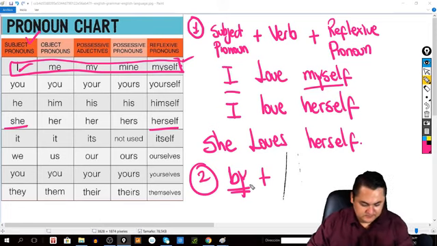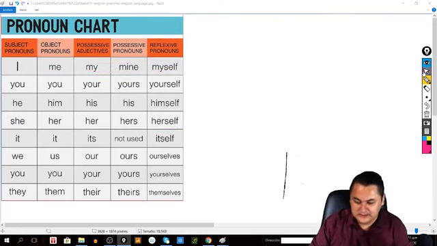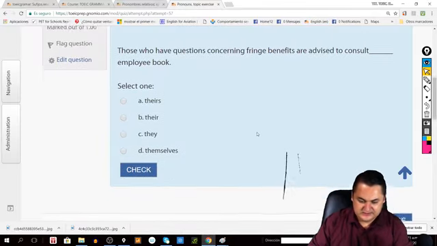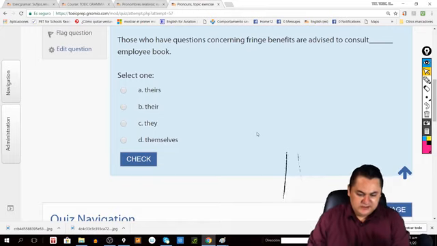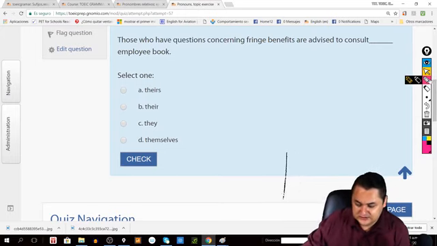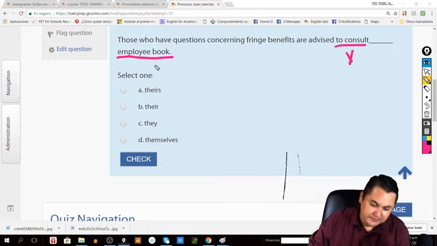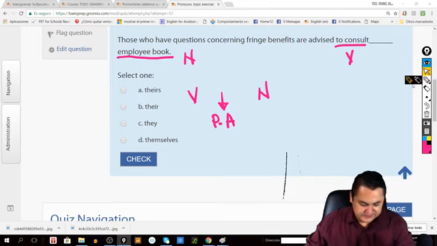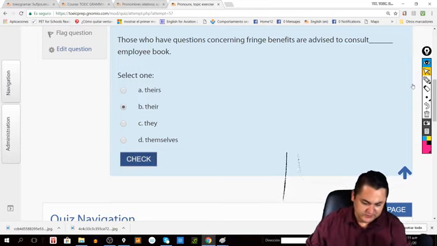With this information in mind, we can try to do some exercises, like in this case. It says, those who have questions concerning fringe benefits are advised to consult. To consult is a verb. Employee book is a noun. If we have a verb and a noun, here we need to have a possessive adjective. Which is the possessive adjective in this case? The word their.